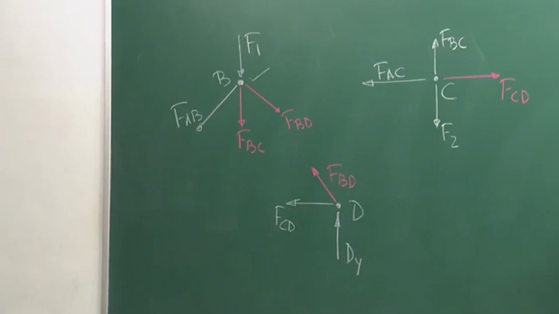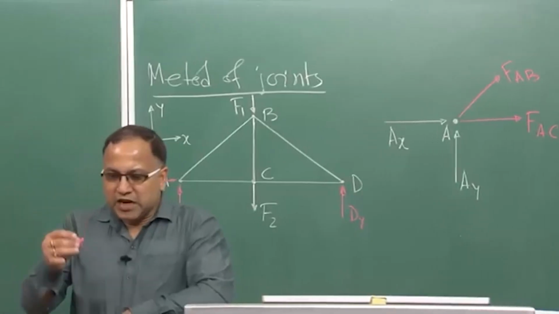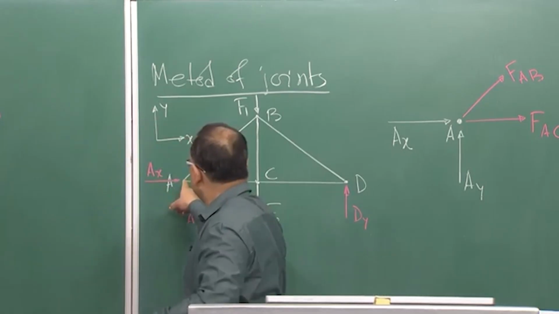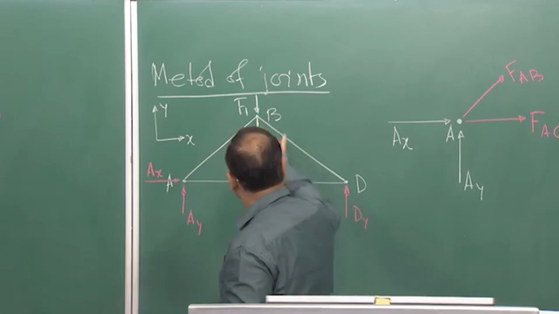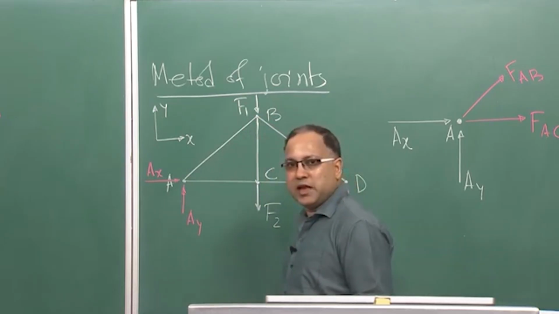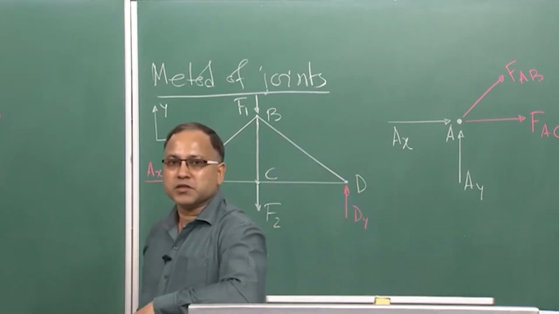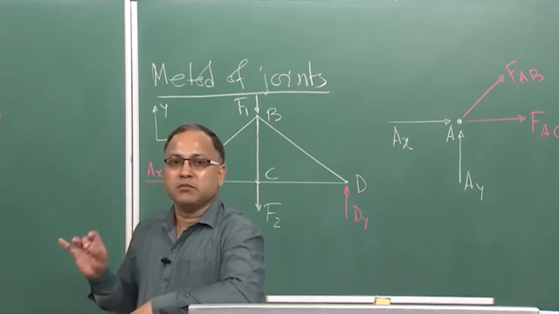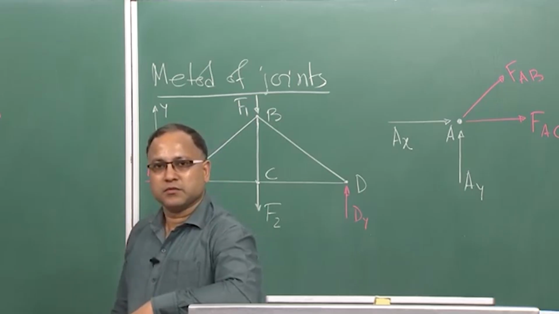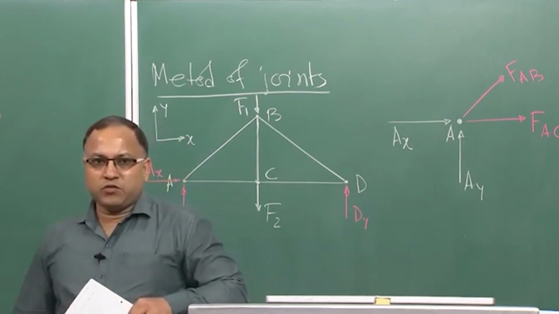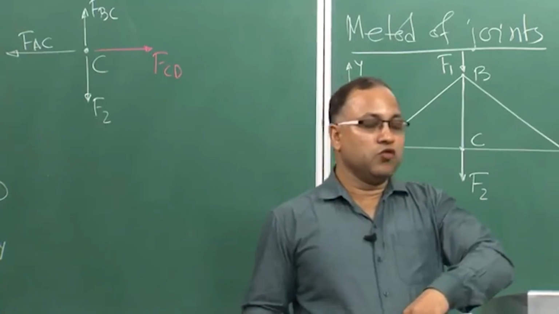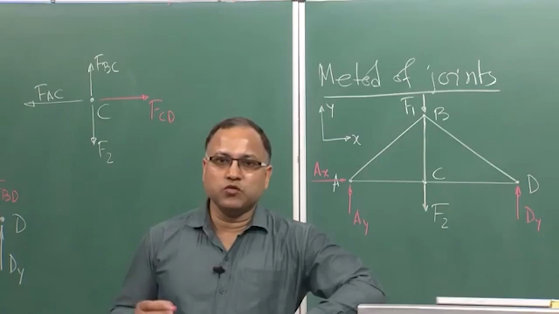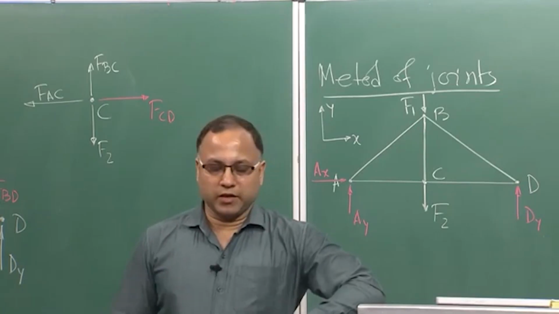So, in this process, by moving from joint A and considering each and every joint, you have obtained the member forces, right. This method is known as the method of joints. Okay. I will stop here today. In the next lecture, we will be talking about the method of sections, and then we will be moving to the friction part. Okay. Thank you very much.